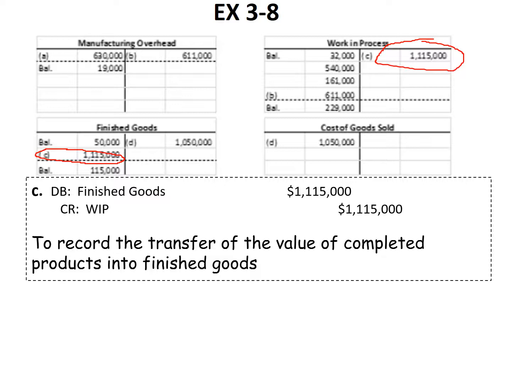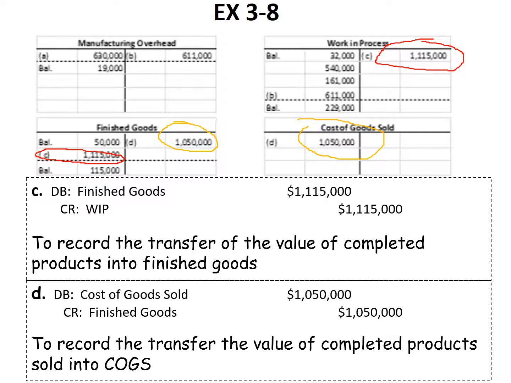And here we're showing cost of goods sold credit of $1,050,000. Well, that came from basically when we transfer our finished goods, when we sell them, into cost of goods sold. So we see the $1,050,000 on this side. So again, if we write out the journal entry, it's debit cost of goods sold $1,050,000 and credit finished goods $1,050,000. And again, the reason for this entry is to record the transfer of the value of completed products that we sold out of finished goods into cost of goods sold.